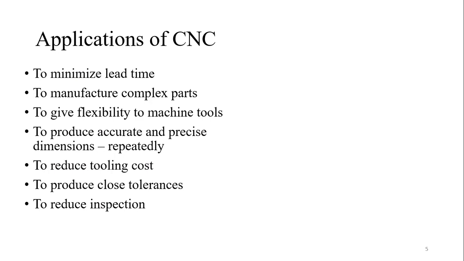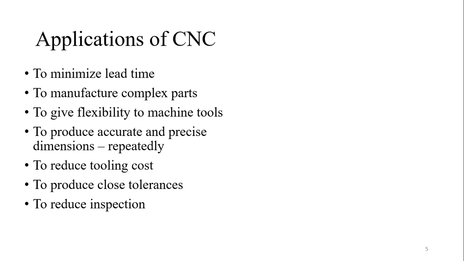Next is to reduce tooling cost. Tooling is the important part of the industry. If you are increasing the production, your tool life decreases. If you are reducing the production, then you cannot complete your order. So the tooling cost is one of the major factors in the CNC. So CNC is using the optimized version of parameters, so that's why your tooling cost would get reduced.